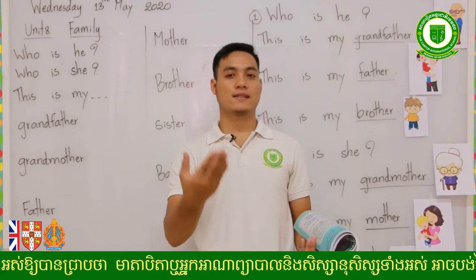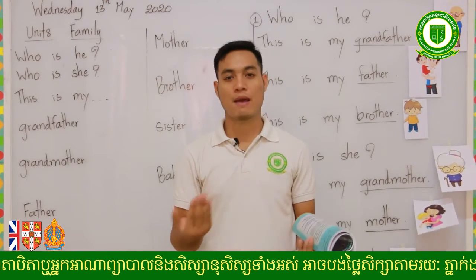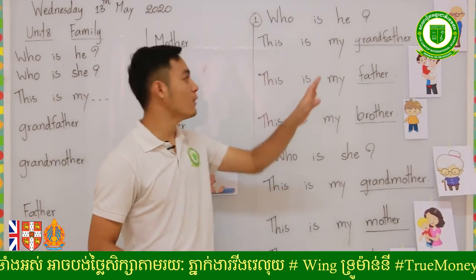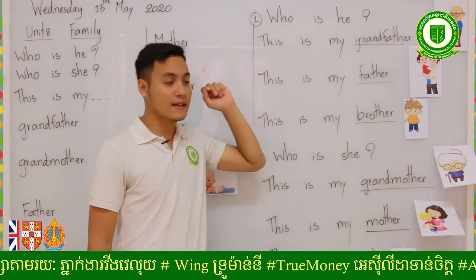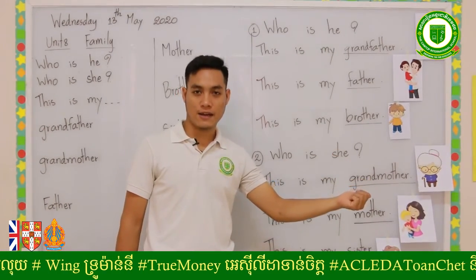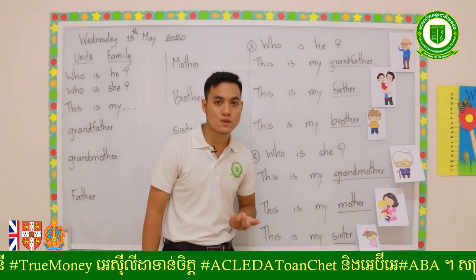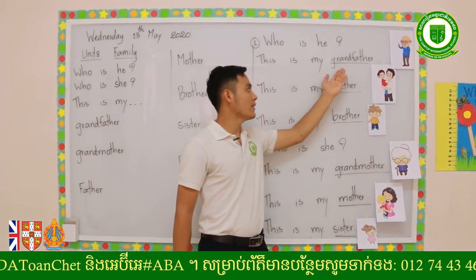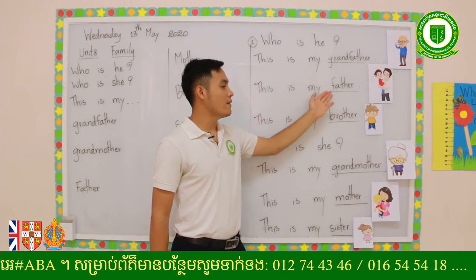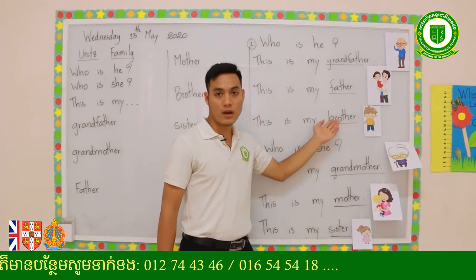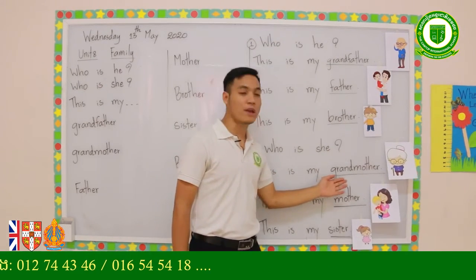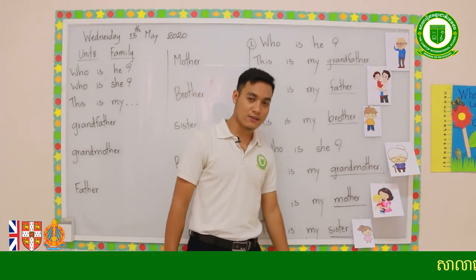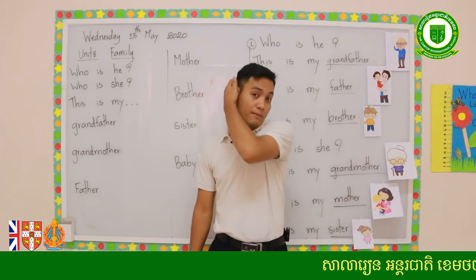And you also learned how to ask about someone's family member, or how to introduce your family members. Like when you want to ask about someone, you can ask who is he or who is she. Okay, and then when you want to introduce your family members to someone else, you can do like this. This is my grandfather, this is my father, this is my brother, this is my grandmother, this is my mother, and this is my sister. Okay, you can say like that, the way that you can introduce your family to someone.